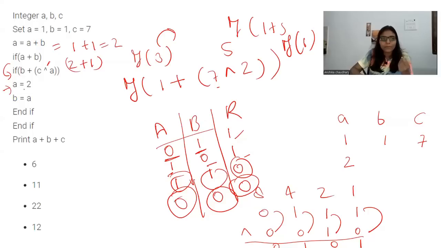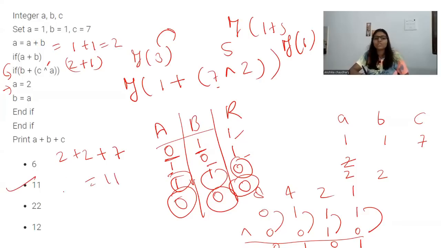So we will come here and update the value of A to 2. A was updated to 2, then B assign A. So now the B value will also be 2, because B will be holding the value of A, and A is 2. So A was 2, B was also 2, and C was never updated, so it was 7 only. So 7 plus 4 will become 11, and option B will be the correct answer for this particular question. I hope it is clear.